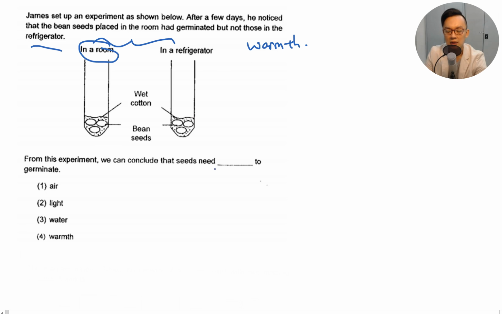So we can conclude that the seeds need, is it air? Nope, both have air. Is it light? Nope. Seeds do not need light to germinate. Is it water? Nope. All right, both have water. Is it warmth? Yes. All right, so both in the room and in the refrigerator, the difference is warmth. So the answer is 4.